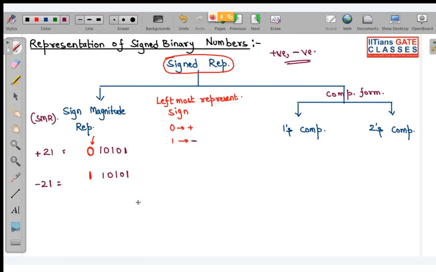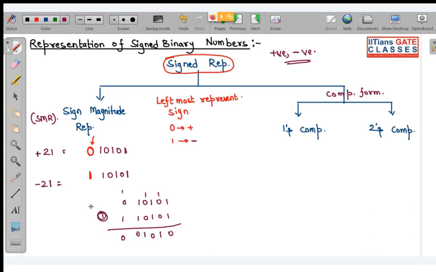Wait a minute. 1 0 1 0 1. So 0 over here. 1 1 0 1 0 1. So this will be 1 plus 1 is 0, 1 over here. Again 1 plus 1 is 0, 1 over here. So this will be 1. 1 plus 1 is again 0, 1 over here. So 1 plus 1 is again 0. We have a carry 1.